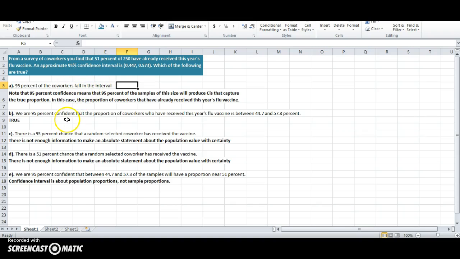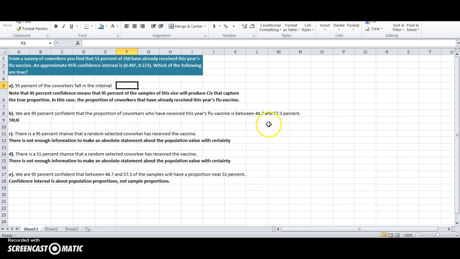Part B. We are 95% confident that the proportion of workers who have received this vaccine is between this. This is exactly true. This is what the question is getting after. That with a 95% degree of certainty, you are sure that the proportion who will receive the vaccine falls between this.